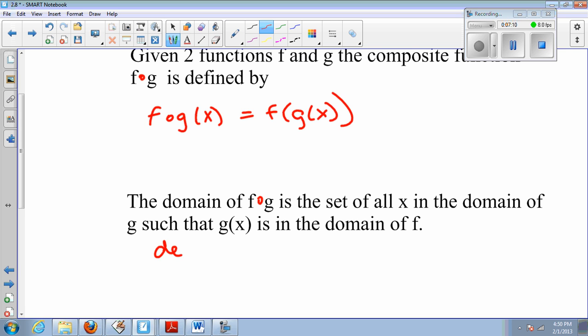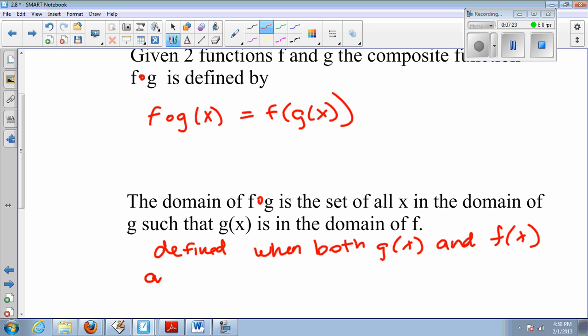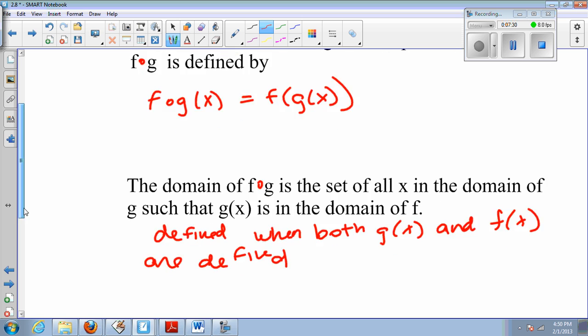It's defined when both g of x and f of g of x are defined. So this will make more sense with the following example.